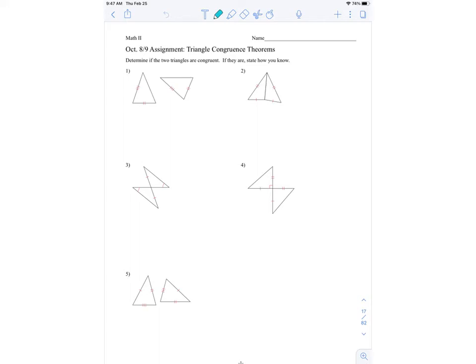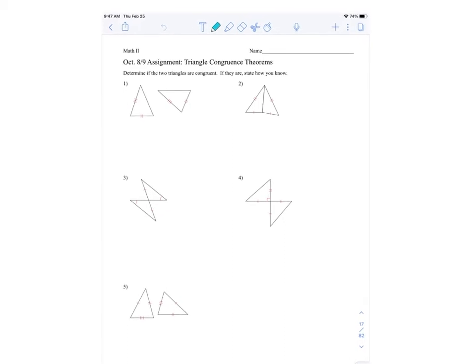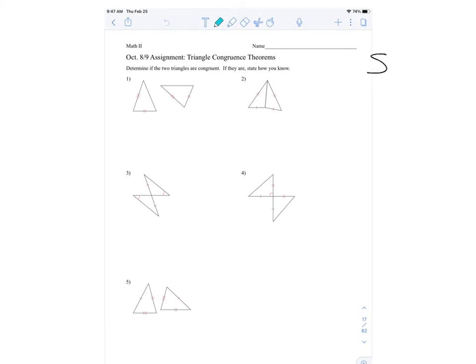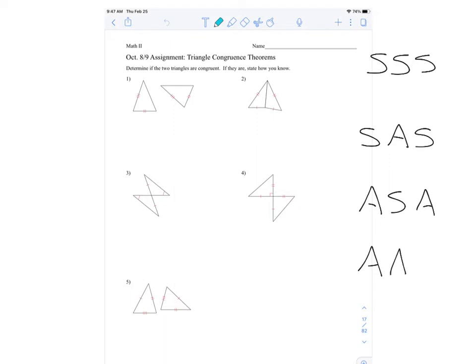All right, so I'm going to go over your homework. Before I start that, I want to give you an idea of what you're going to be looking at in terms of these theorems. So we have 3 theorems that we talked about on Tuesday. It was side, side, side, side, angle, side, angle, side. There is one more theorem, angle, angle, side, that I am going to talk about today. But what I want you to know is what these mean.